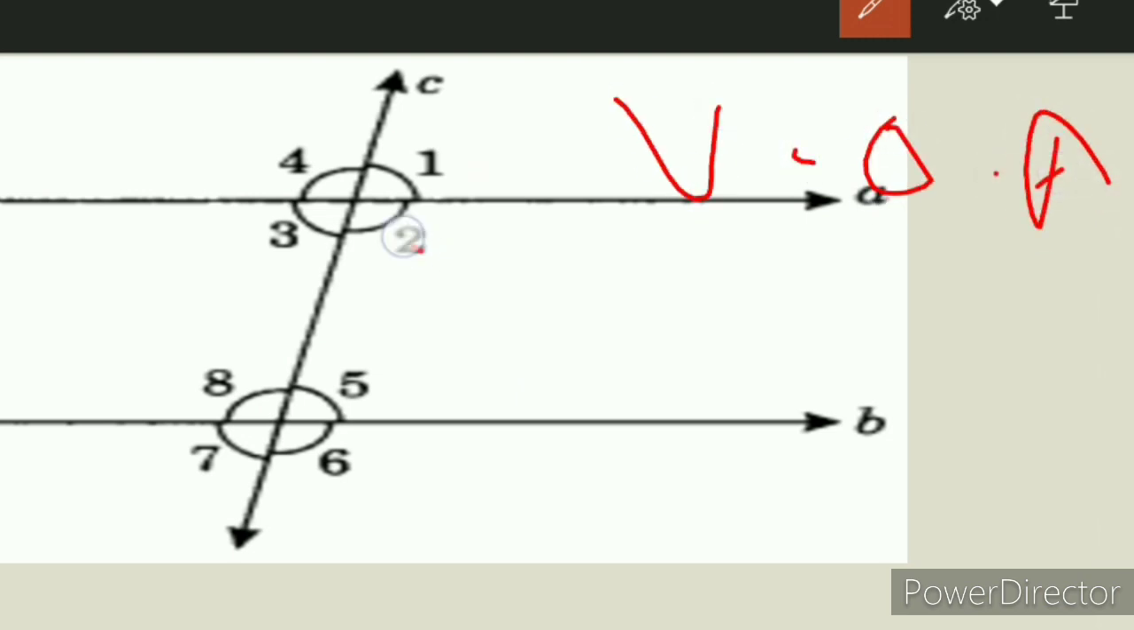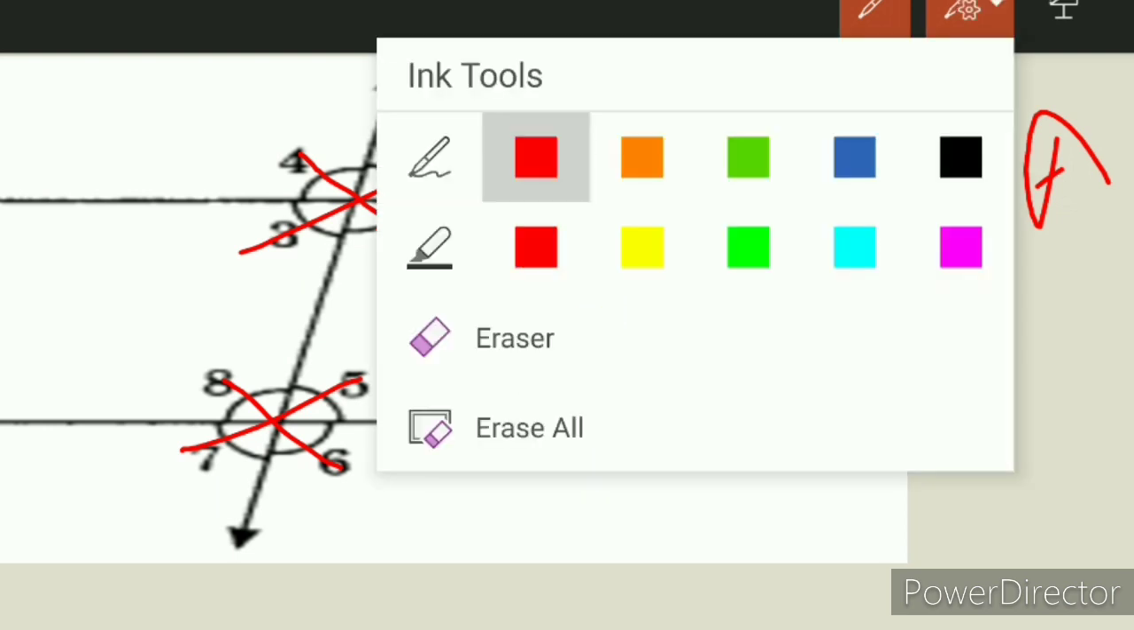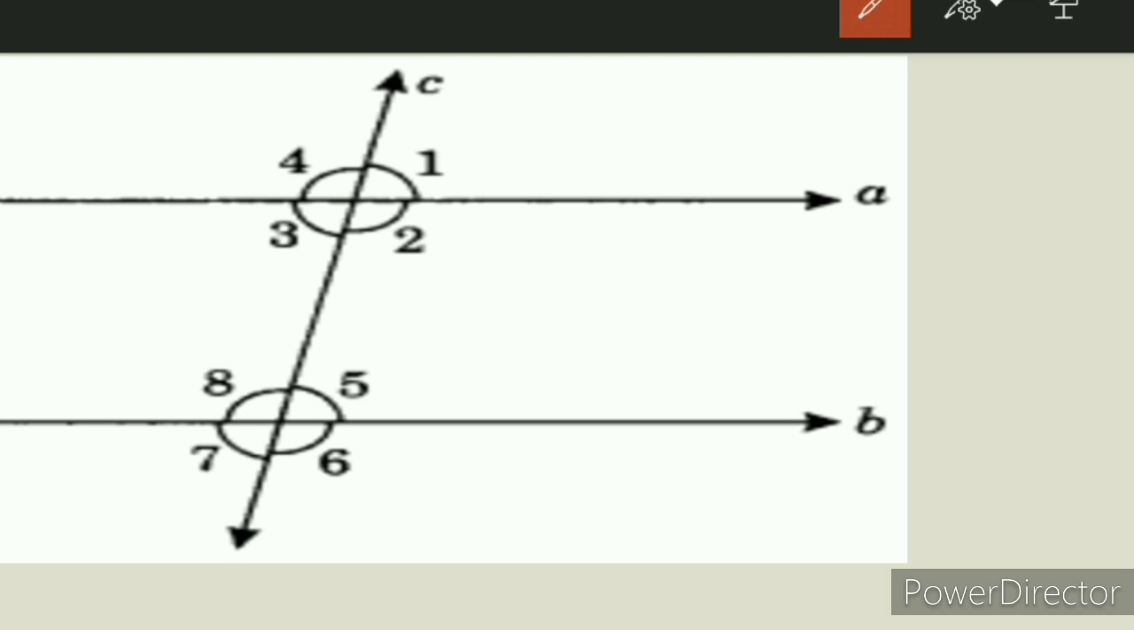Second one, vertically opposite angles. Just opposite: 2 opposite 4, 1 opposite 3, 6 opposite 8, 5 opposite 7. It is also 4 pairs. Its property: vertically opposite angles are equal.